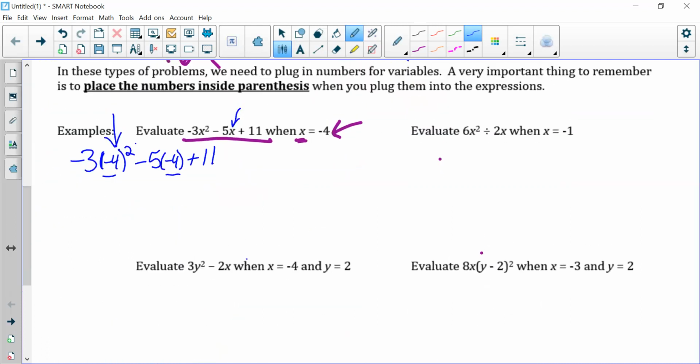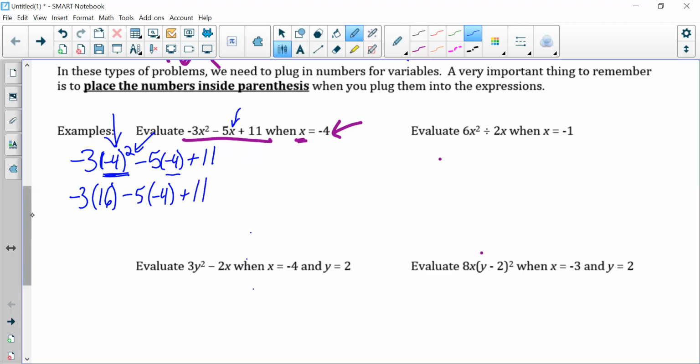All right, exponent, right here. Now, what does this say? This says -4 squared. So what is -4 times -4? +16. So I now have -3 times -4 times -4, +16. All right, minus 5 times -4 plus 11.